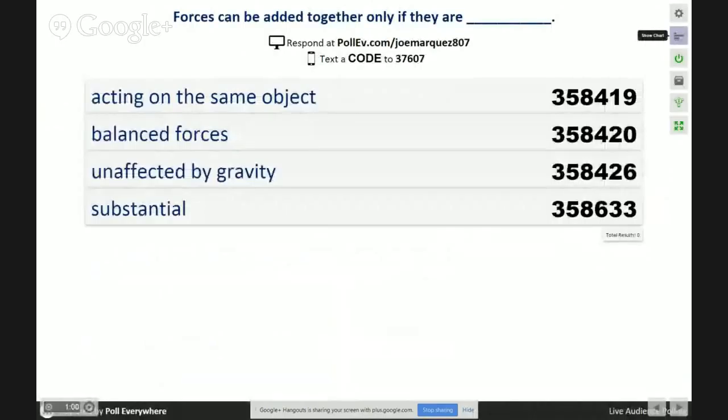Forces can only be added together if what? You can only add forces together if they are what?